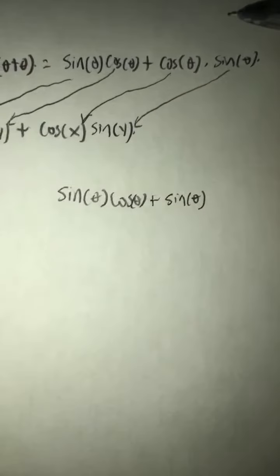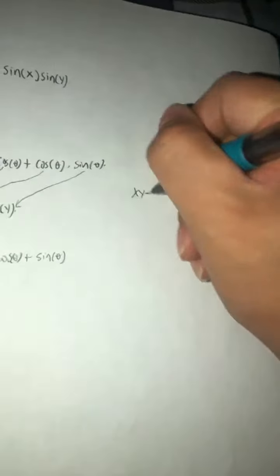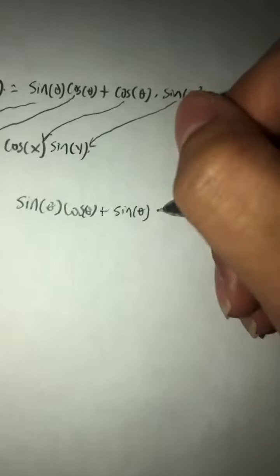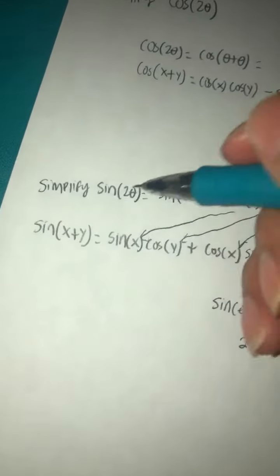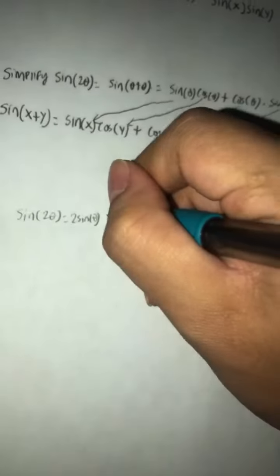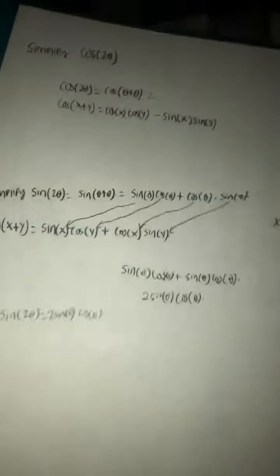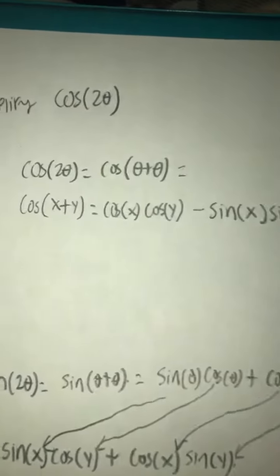That's like if I say xy equals yx, right? That's the same idea. So we have sine theta cosine theta plus sine theta cosine theta. So this becomes 2 sine theta cosine of theta, okay? And that is why this identity holds true. So that means that sine of 2 theta equals 2 sine theta cosine of theta, right?